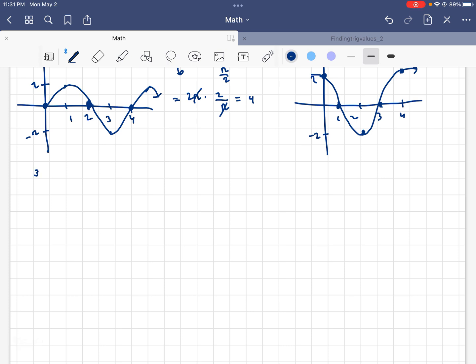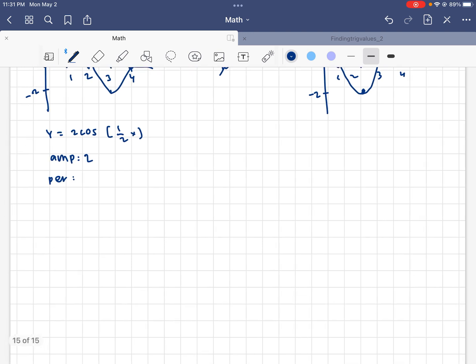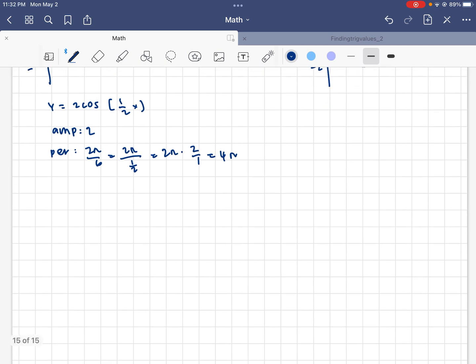Okay, so let's do another one. Let's do y equals 2 cosine half x. So the amplitude is 2. I like to identify the amplitude and the period first. And then you have 2 pi over b, which is 2 pi divided by 1/2. That would be 2 pi multiplied by 2 over 1, 4 pi. So our period is 4 pi.